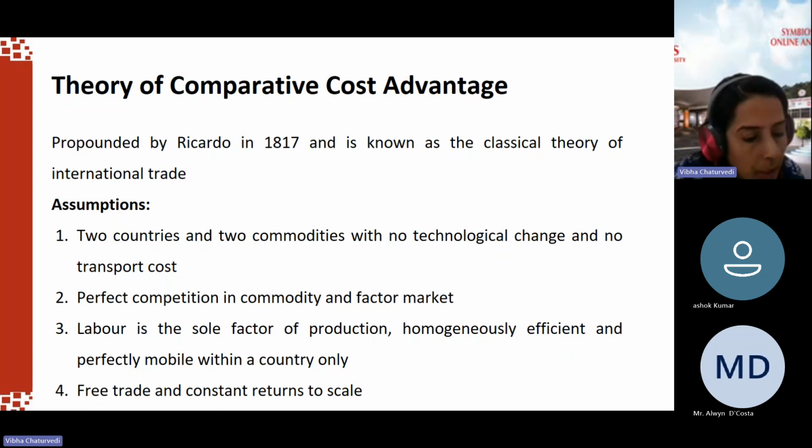Ashokji, from the previous session that I had taken, do you have any doubts or should I just proceed?